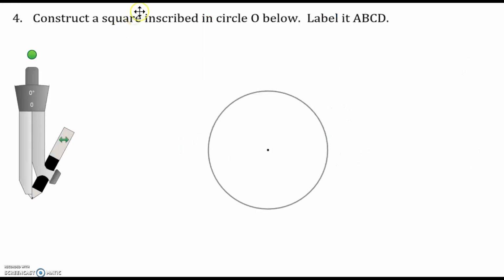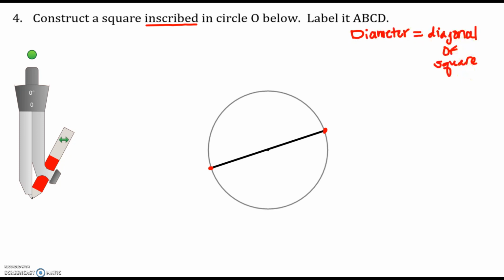Okay, now if we want to take that square and inscribe it in a circle, we do things a little differently. So we're going to begin, just like we began last time we used a circle, by making a diameter. And what that diameter is going to do for us is give us two corners for your square, here and here. And they'll be the ends of the diagonal. So your diameter is the diagonal of the square. So you can call that one AC or BD.